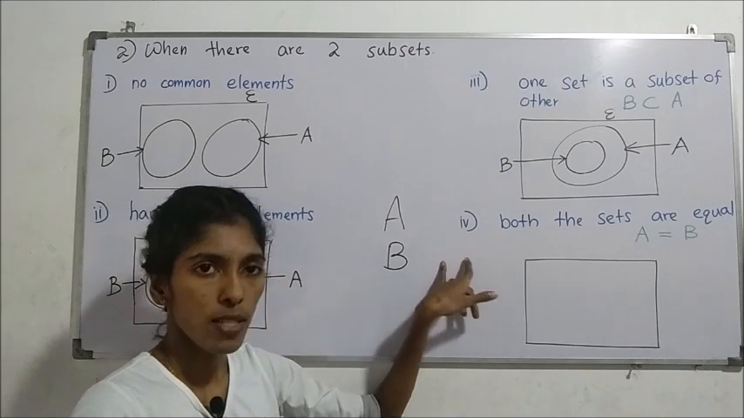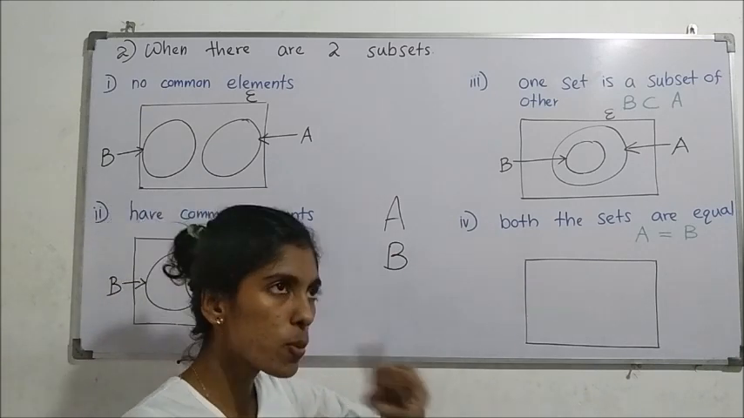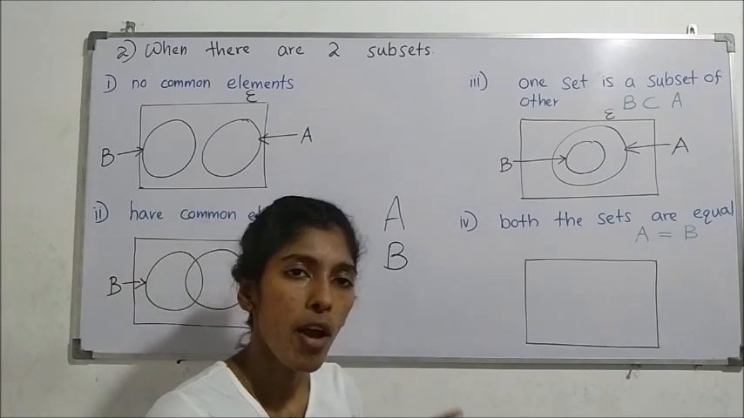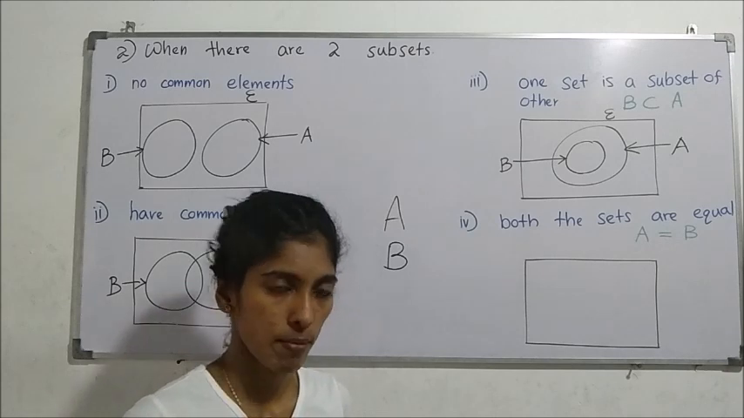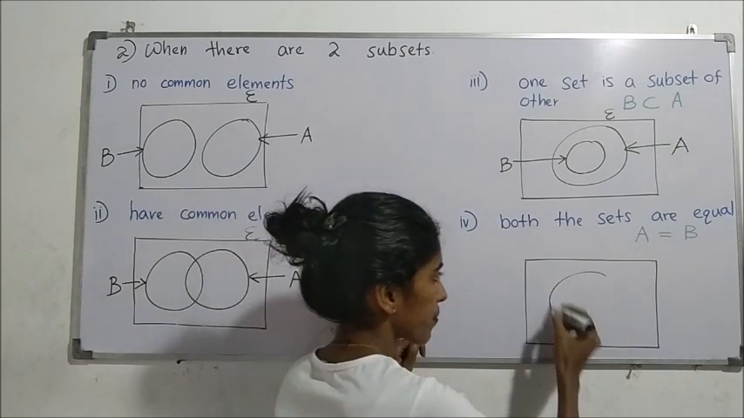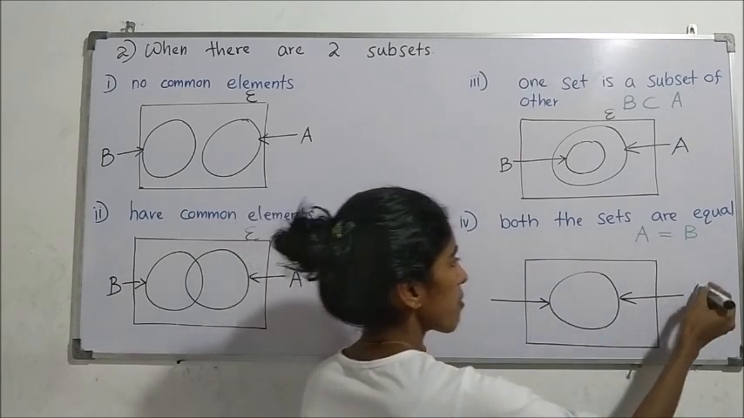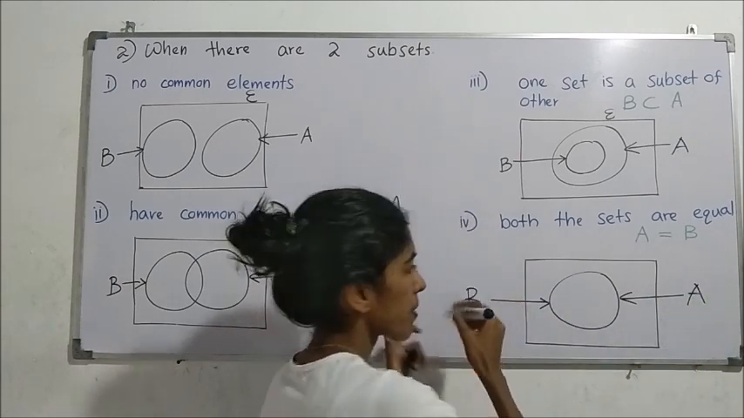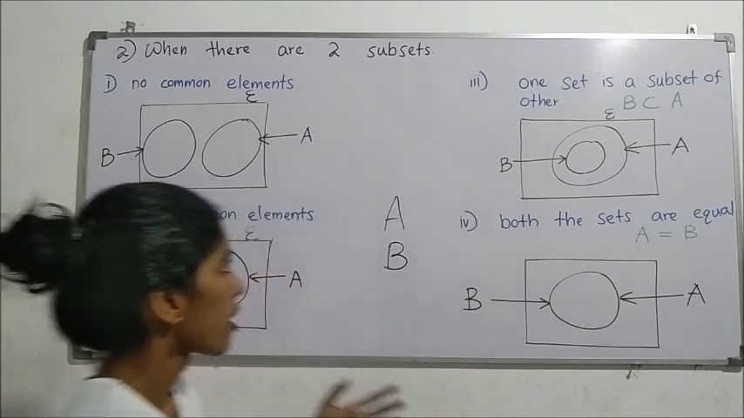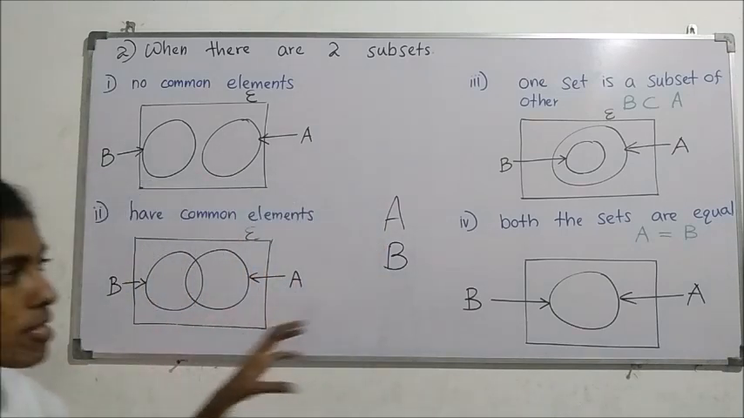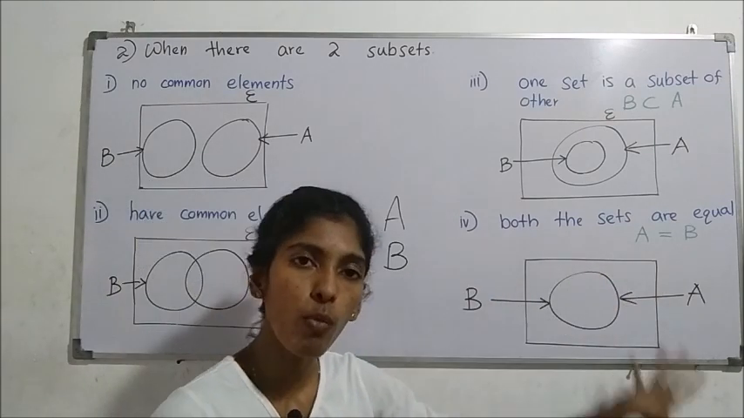Next, fourth situation, both the sets are equal. When two sets are equal, we know that the number of elements are same and also all the elements should be same. Okay, at that time the same circle can be labeled as A and B because both are same. Okay, it can't be drawn like this. All the elements are same in A and B, so this whole circle represents A, B both.